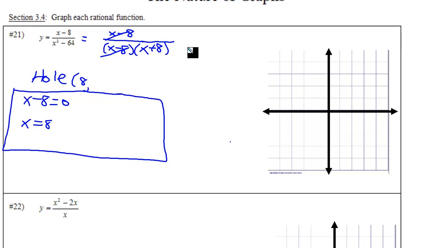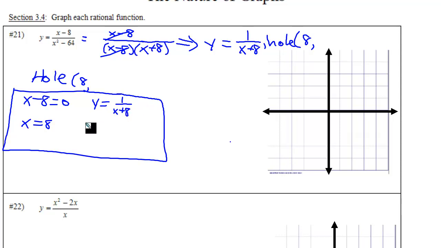To find the y value, take what's left of your function. What's left is y equals 1 over x plus 8, and there's going to be a hole. So I take my function, y equals 1 over x plus 8, and I replace the x with an 8, because that's the x value of my hole. My hole has an x value of 8. 8 and 8 is 16, so my hole is (8, 1/16).